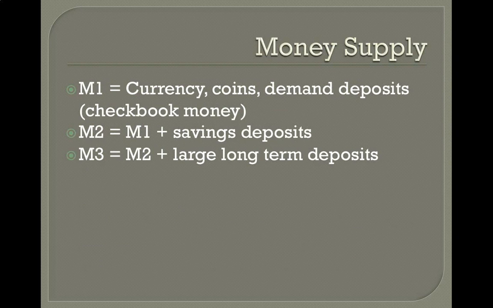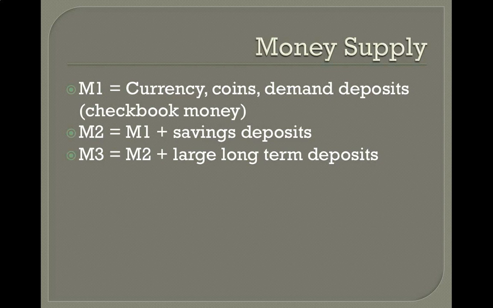Talking about the money supply, there are three different definitions of money. The first one is M1, and that's equal to all the currency, coins, and demand deposits, which is the same thing as checkbook money. You need to think of M1 as the money that you can actually spend. You can take cash, coins, or checkbook money to a store and actually purchase something with that. So M1 is all of the actual money that we have out that we can spend.